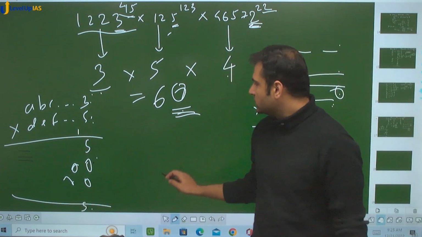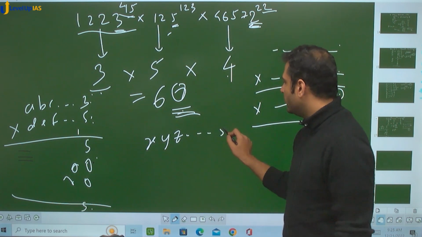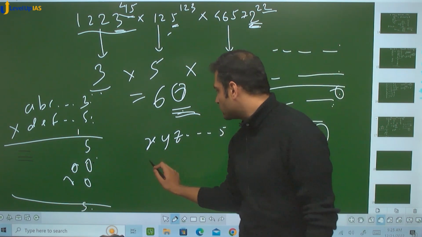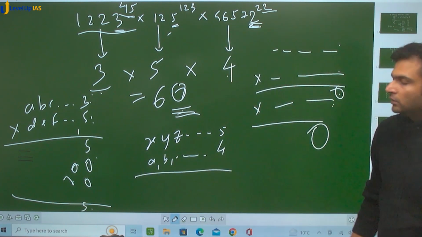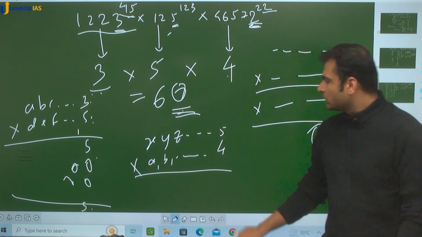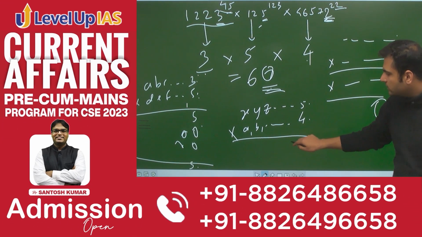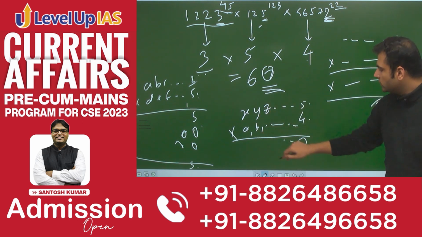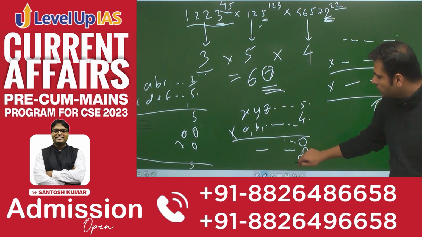Whatever this product is, let's say x, y, z, something, something, at the end 5. That is multiplied by some a1, b1, dot, dot, dot, 4. If you want to multiply these two numbers, we multiply 4 into 5, comes 0 here, and something, something. When we try to multiply by the tens place of this number, we first add 0, then we multiply. We add 2 zeros here, then multiply.